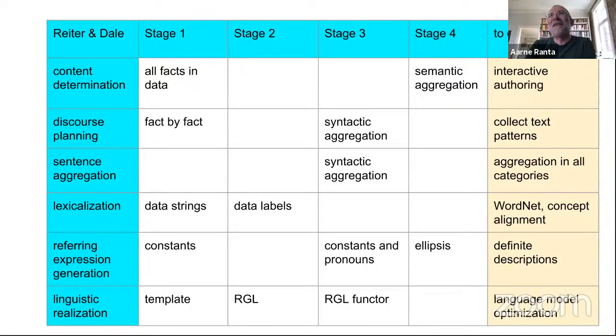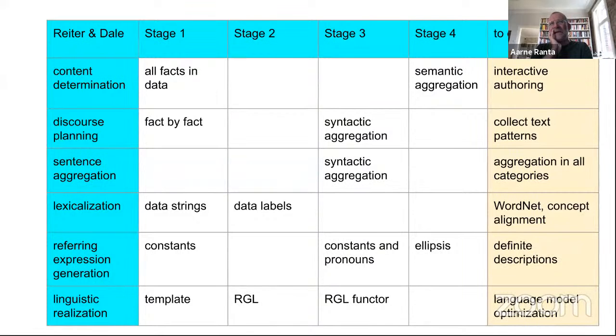Interactive authoring for content determination. Then for discourse planning, I think an interesting thing would be to collect text patterns from actual Wikipedia articles and see what things are actually interesting, what are the idiomatic ways of expressing different things. Sentence aggregation: I think aggregation in all categories is the minimal thing to be added there.